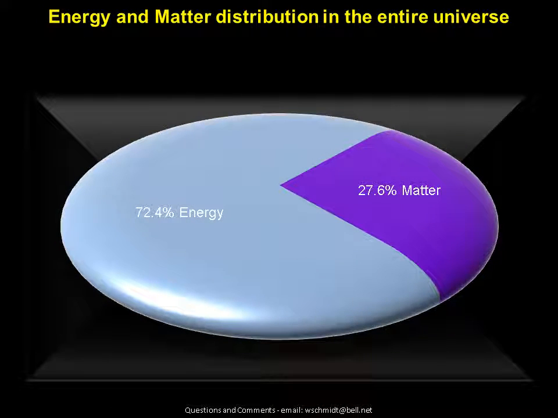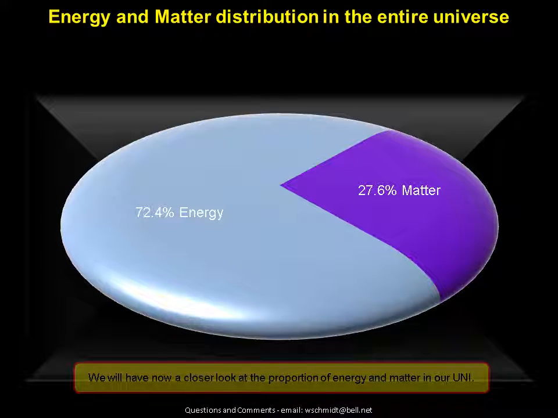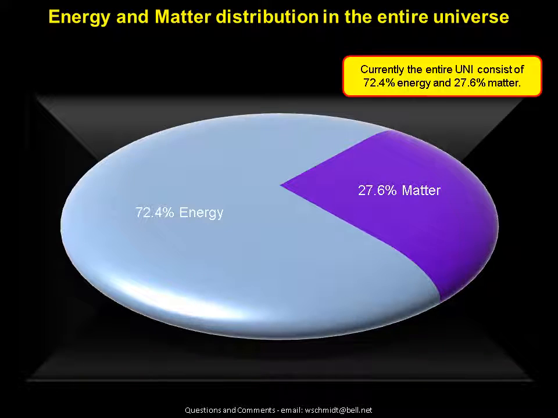Energy and matter distribution in the entire universe. We will have now a closer look at the proportion of energy and matter in our universe. Currently the entire universe consists of 72.4% energy and 27.6% matter.